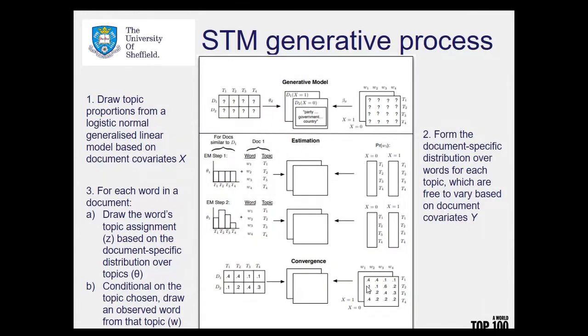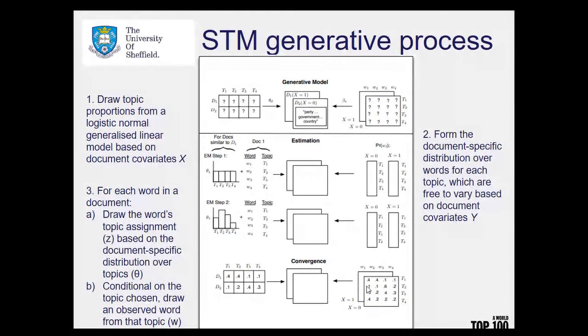This is a diagram that provides a heuristic representation of how an STM works. It'll go through each word in a document and assume the following generative process. One, that there's a prior distribution of the topic proportion in a document, which is estimated using a logistic normal generalized linear model based on a set of covariates referred to as X. And that's here on the left of the diagram. And then on the right, we have a prior probability that a word is associated with a topic, which is free to vary according to pre-specified covariates referred to as Y.